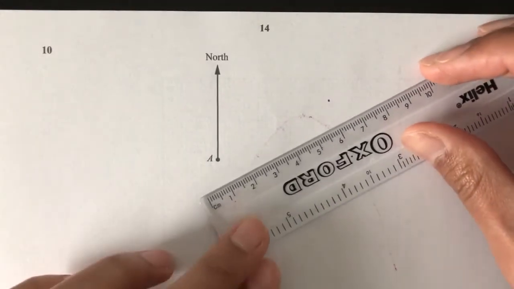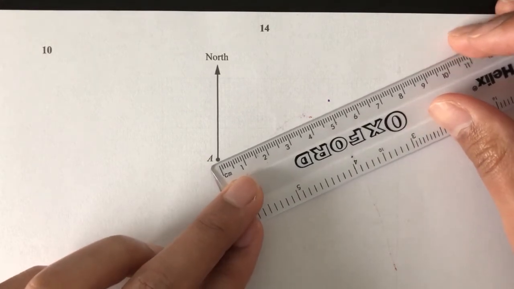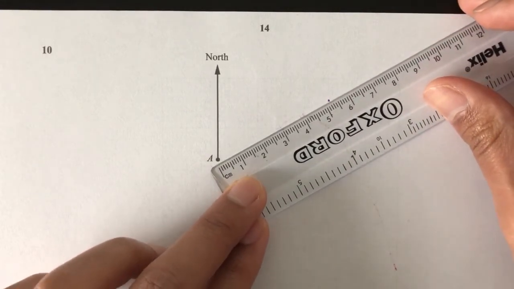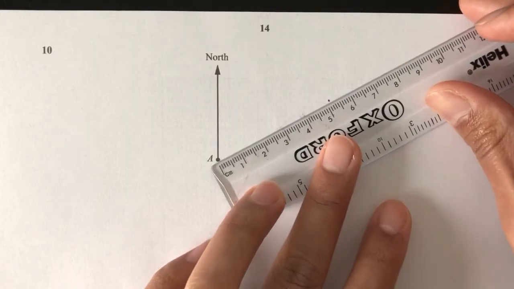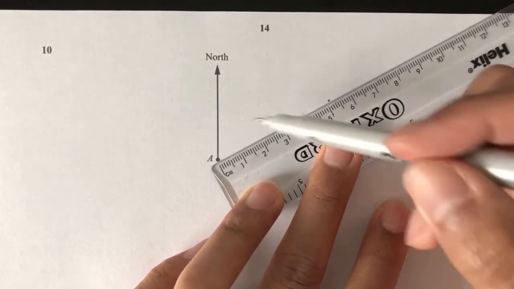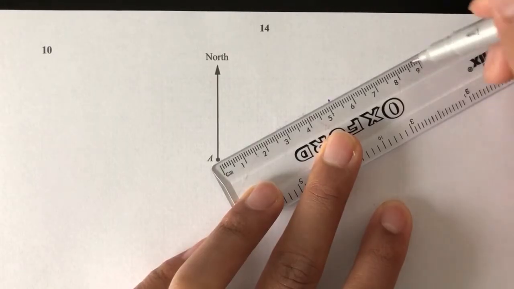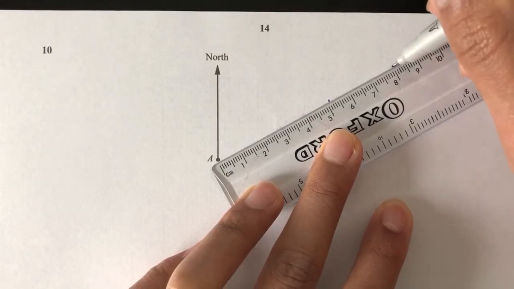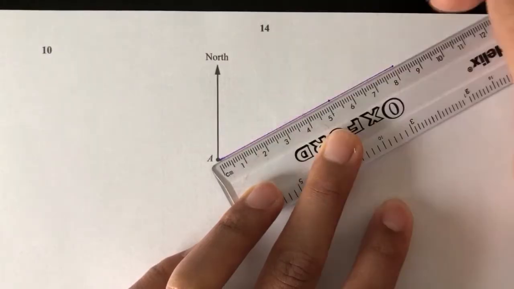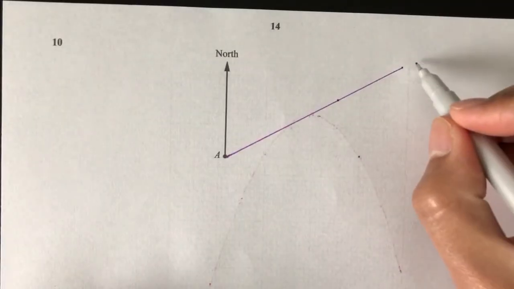So use your ruler, you will measure 1, 8 will be well in the direction of this point. So 8 will be this line and this. This is your point B.